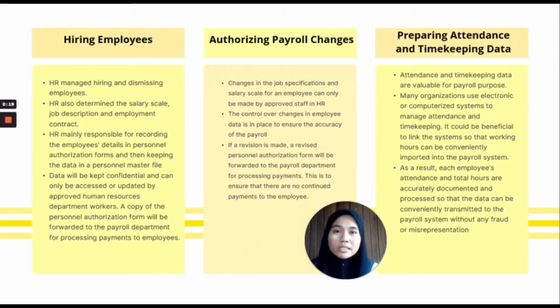Now, many organizations use electronic or computerized systems to manage the attendance and timekeeping data. For example, many companies now use a fingerprint time recorder to record their employees' attendance. It should be beneficial to link the system so that the working hours can be conveniently imported to the payroll system. As a result, each employee's attendance and total hours are accurately documented and processed so that the data can be conveniently transmitted to the payroll system without any fraud or misrepresentation.